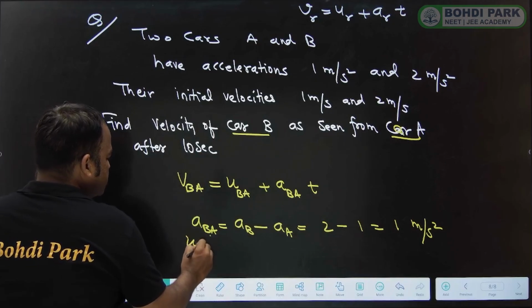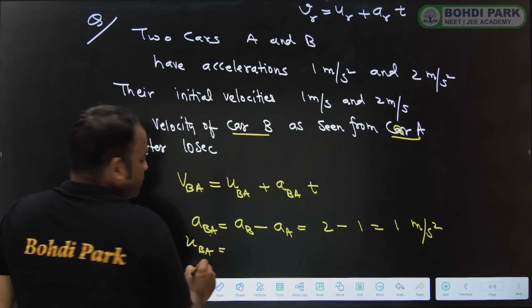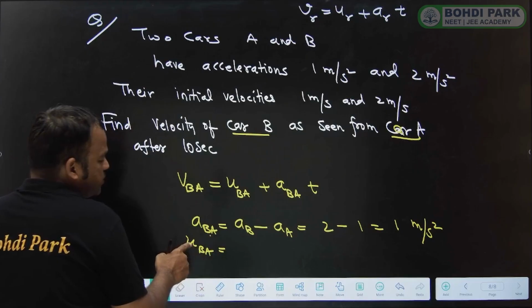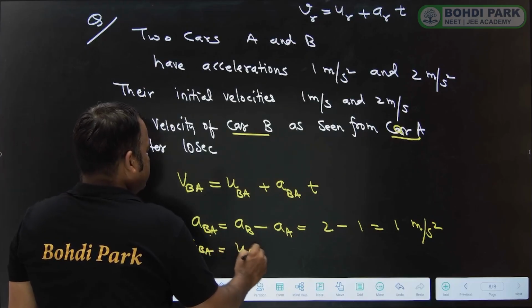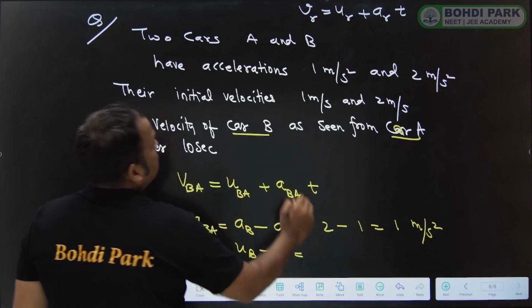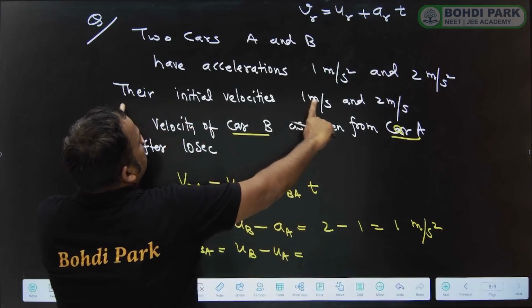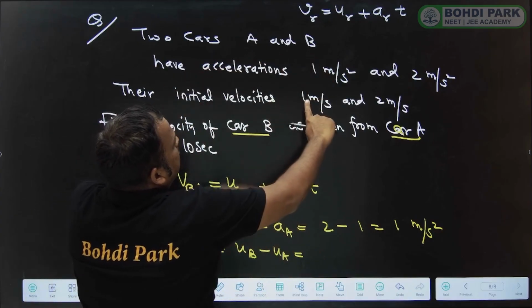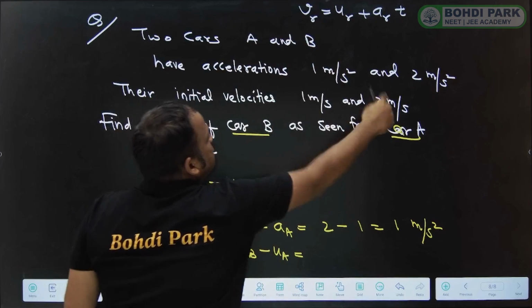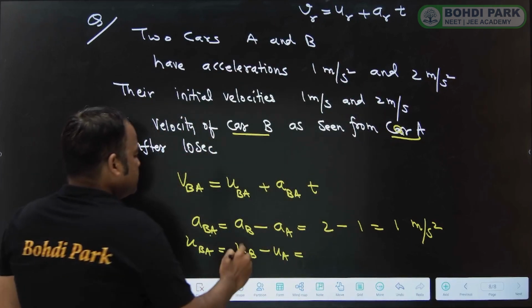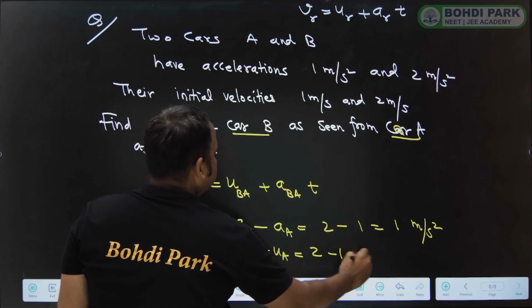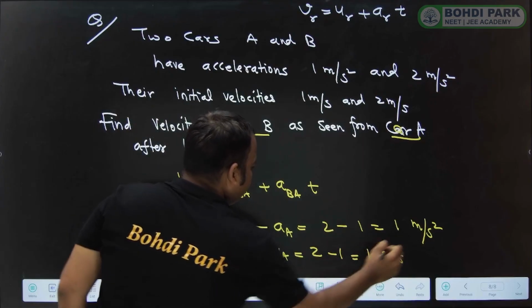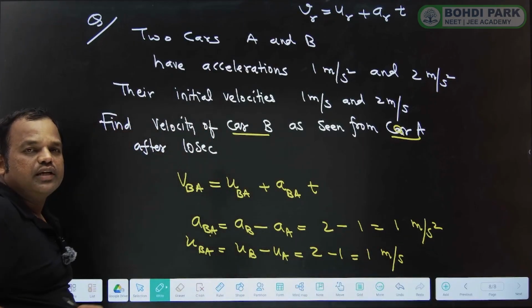Similarly, initial velocity of B with respect to A will be uB minus uA. So initial velocities of A and B are given. For A it is 1 meter per second, for B it is 2 meter per second. So uB minus uA will be 2 minus 1, which is 1 meter per second.